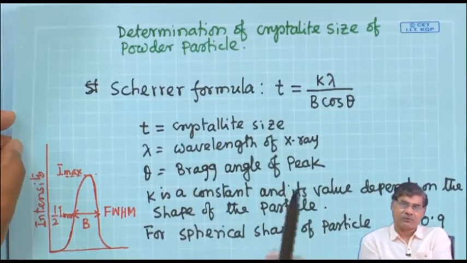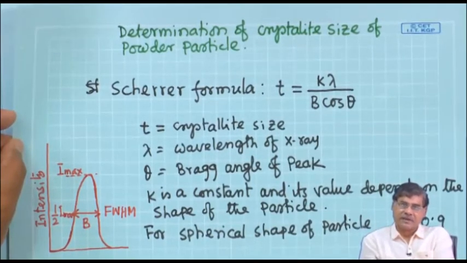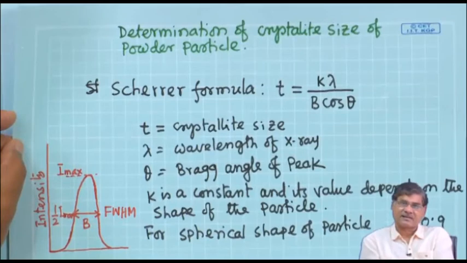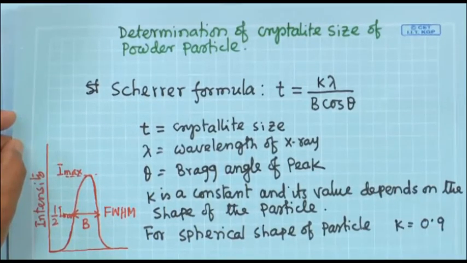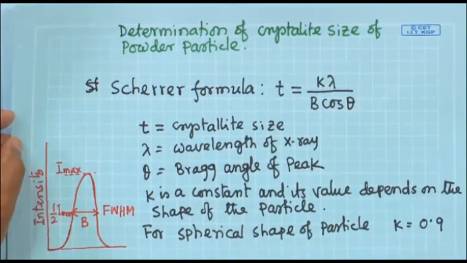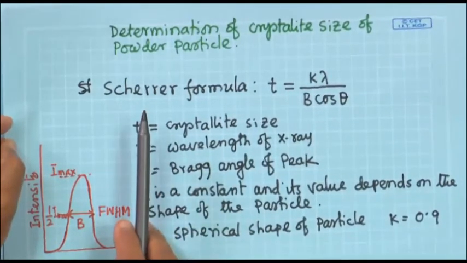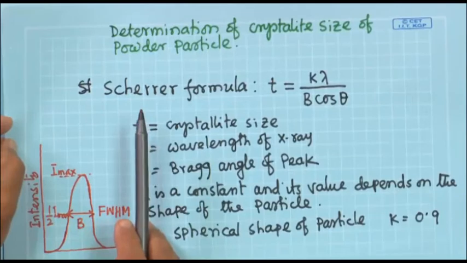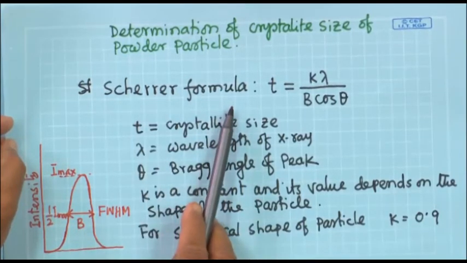Whatever sample we have used is in powder form, so there are millions and millions of particles. So what is the size of those particles? Crystallite size, not physical size. One can find that out. There is a ready-made formula to find the crystallite size. This is called the Scherrer formula, Debye-Scherrer.